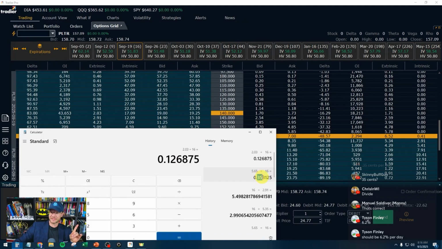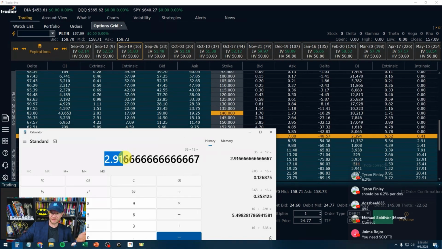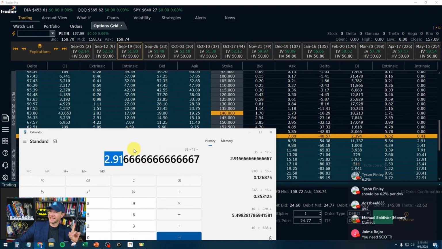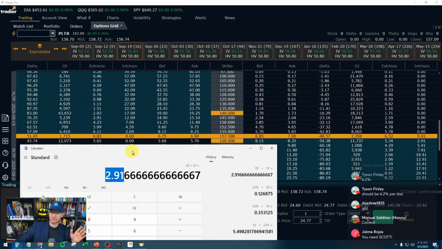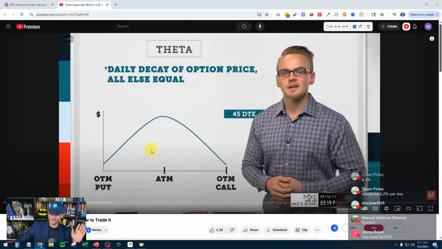So 35 cents a day will decay versus 12 cents a day. And 35 divided by 12 means it decays 2.9 times as fast. So it's 3 times more expensive per day that this is going to decay. All right, with all that out of the way, and I apologize for the arithmetic there, let's get this done.